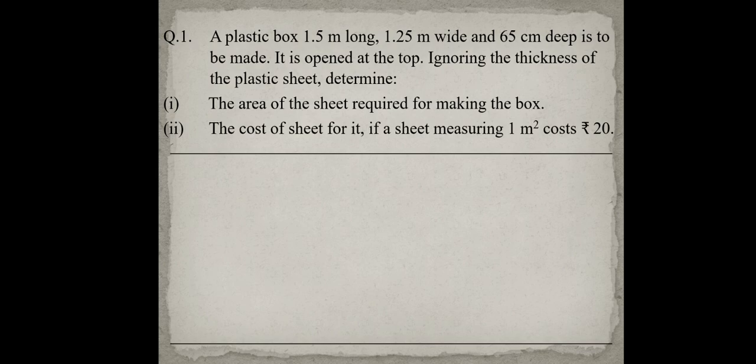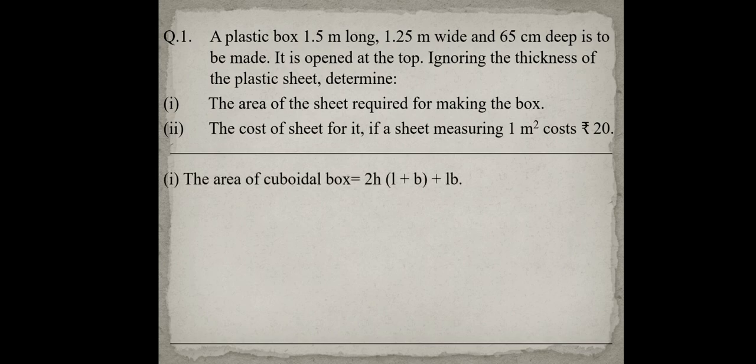Now this plastic box is open at the top. It means there is no top. So here you need to find out only the lateral surface area. Lateral surface area means the walls of the room, like walls of a room. It means the surrounded area, and the base.